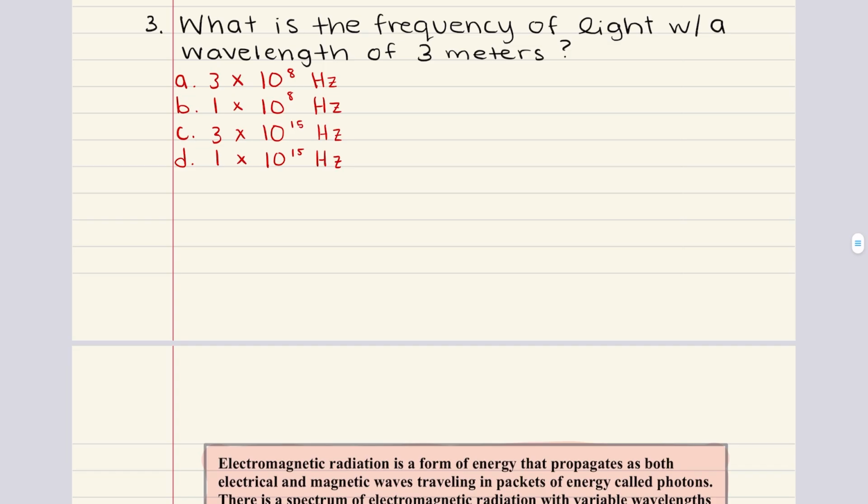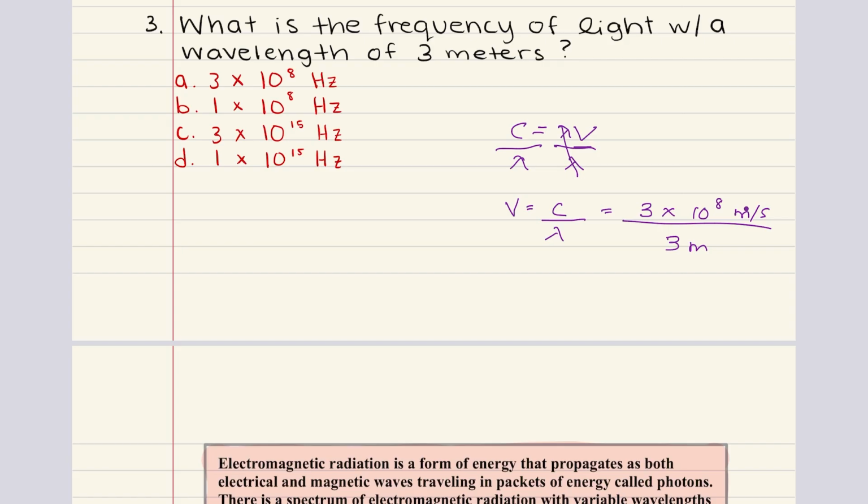This problem says, what is the frequency of light with a wavelength of 3 meters? Here we're going to use the following equation. The speed of light is equal to wavelength multiplied by frequency. And we're going to rearrange this equation to solve for frequency. So we're going to divide both sides by wavelength. This gets us that frequency is equal to the speed of light divided by wavelength. We know both of these values. C is a constant, and it's equal to approximately 3 times 10 to the 8 meters per second. And we're given wavelength in the problem. That's equal to 3 meters.